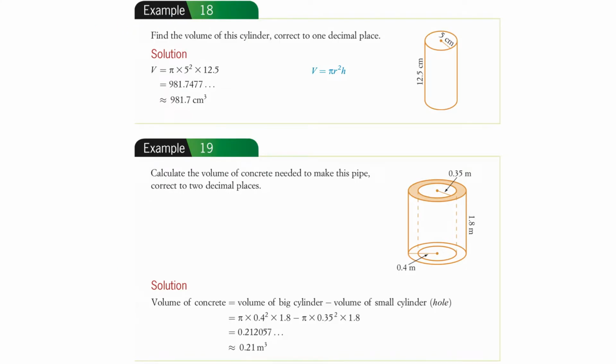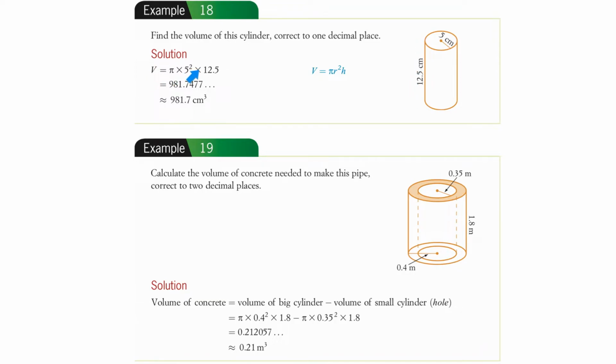Let's look at example 18. Find the volume of this cylinder correct to one decimal place. The first thing we need to check is that the units are the same. So that says centimeters and that says centimeters, so we're ready to go. Also recognize that that's the radius and not the diameter, and that's the height.